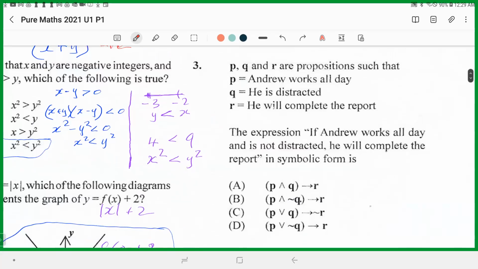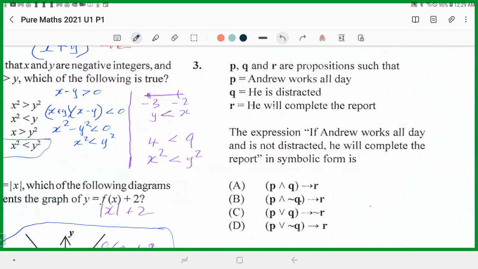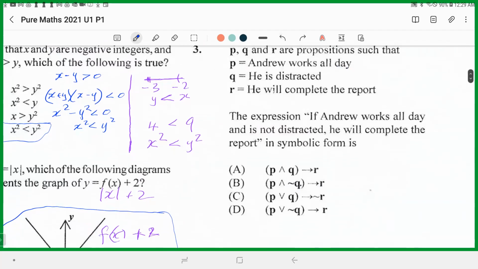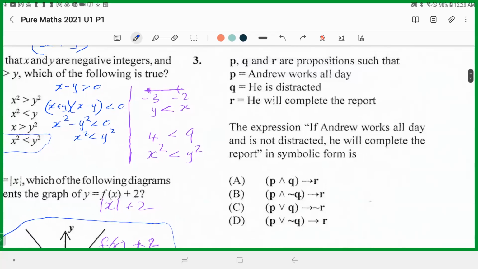All right. Question number 3 gives us this proposition. It says, P is Andrew works all day. He is distracted. He will complete the report. All right. Let's see what they're saying now. It says the expression if, so this is like a conditional statement. If Andrew works all day, so basically this is an if P, works all day. That's an if P.